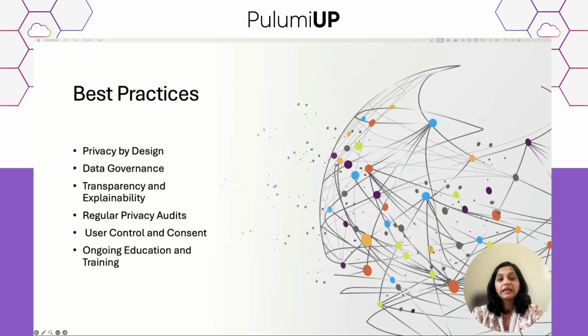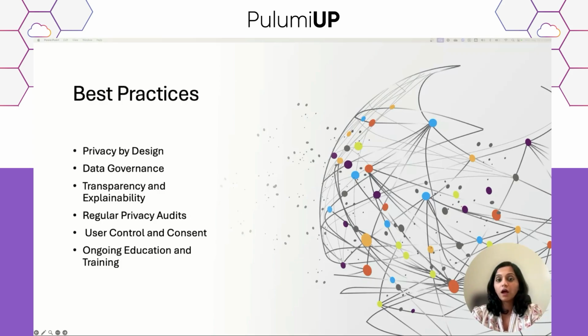This involves setting clear policies about what data is collected, how it's used, and how long it's kept. It's about being intentional with data, using what you need, and nothing more. Transparency and explainability are becoming increasingly important. Users should understand how their data is being used, and there should be a mechanism to explain, at least in broad terms, how the model makes its decisions. It's about building trust through openness.